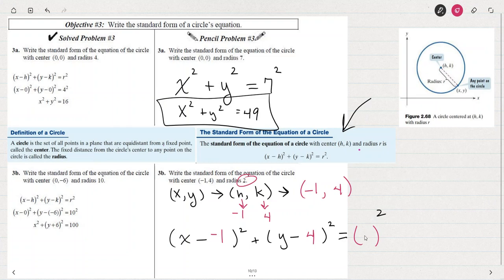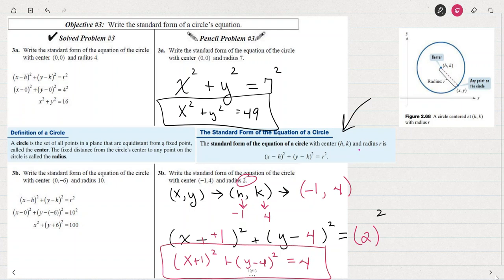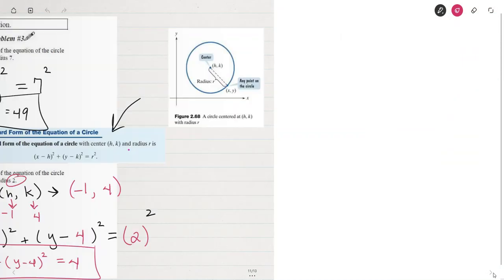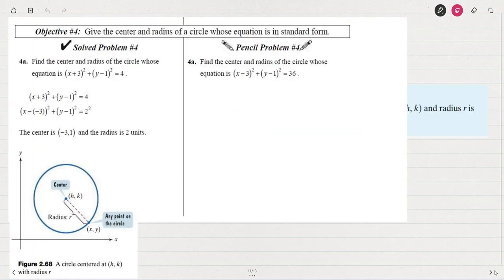So I can fill in the -1, the 4, and the radius. Radius is 2, so 2 squared would be 4. Simplifying this, I'd have x plus 1 squared plus y minus 4 squared equals 4. And there's the standard form of the equation with the center at -1, 4 and a radius of 2.